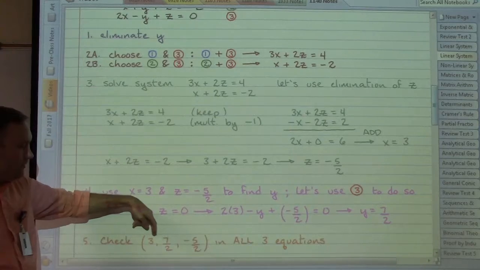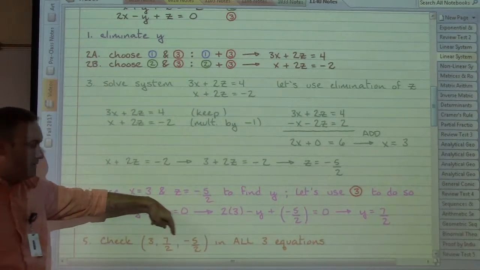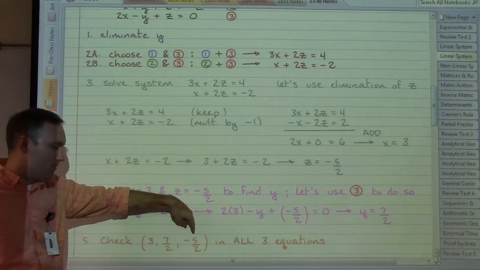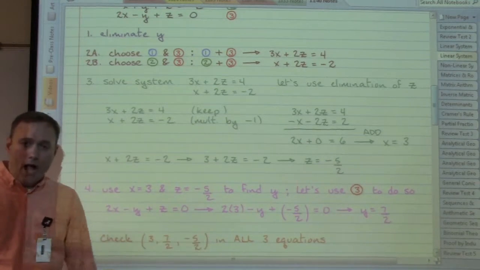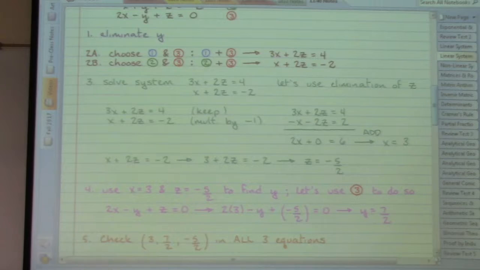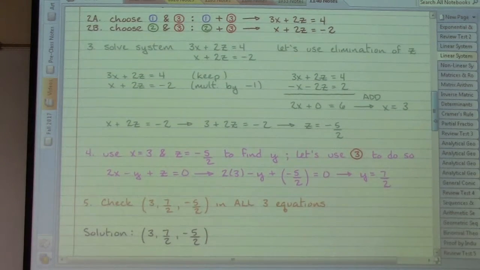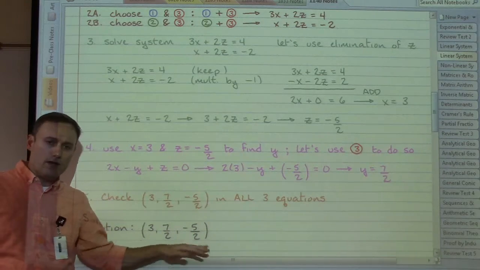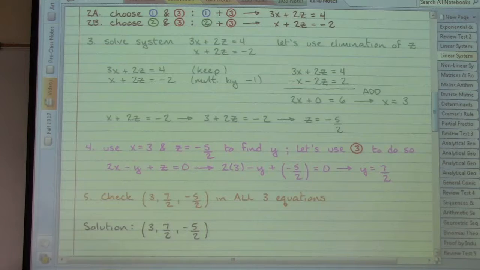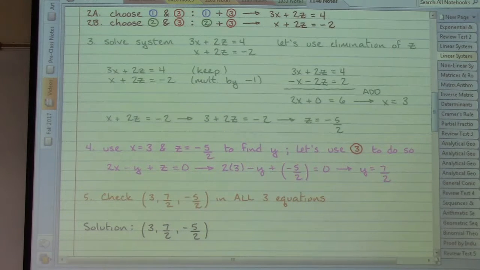The x was equal to 3. The y we just found was 7/2. The z we found from a few moments ago, -5/2. This should be my answer. I would need to check that in all 3 of those original equations to make sure that things worked out properly. And if you go about doing so, you will find that that is in fact correct, that that is the solution to that particular system. So, let's do one of these together.